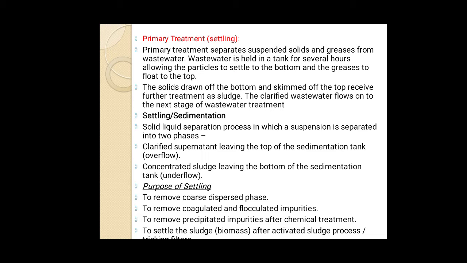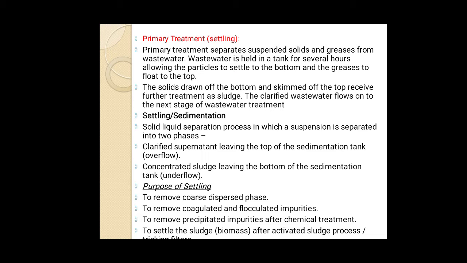Means in primary treatment, whenever sewage is allowed to pass through and is treated, all the solid particles settle at the bottom of that tank, and all the light materials like greases and oils float on the top of that sewage. These solids are drawn off from the bottom of the tank, then the skimmings from the top receive further treatment as sludge. The clarified wastewater flows on to the next step of wastewater treatment.